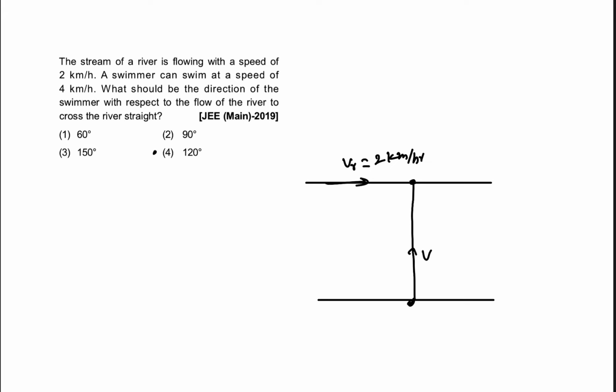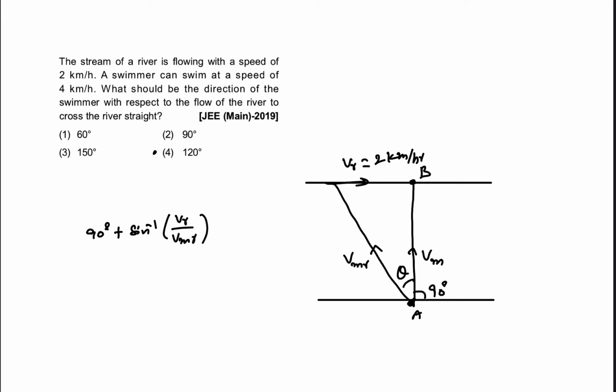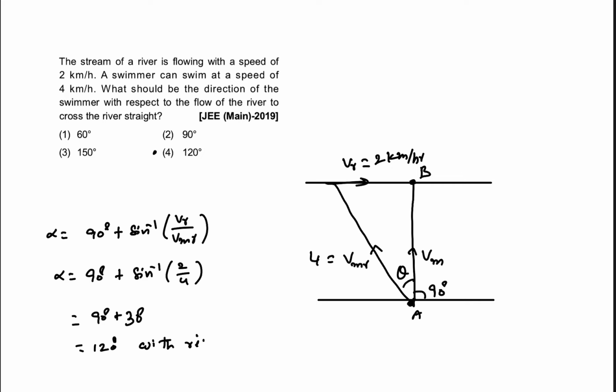Now he wants to go directly across, whatever the velocity of the stream is. To reach the exactly opposite point B, he should go like this. Velocity of the man with respect to river is like this. Now if you see what angle it is making, 90 degrees plus theta is equal to sine inverse of VR divided by VMR. VMR value is given as 4. You substitute there, alpha I am writing as 90 degrees plus sine inverse of 2 divided by 4, that is 90 degrees plus 30 degrees, 120 degrees with the river flow.